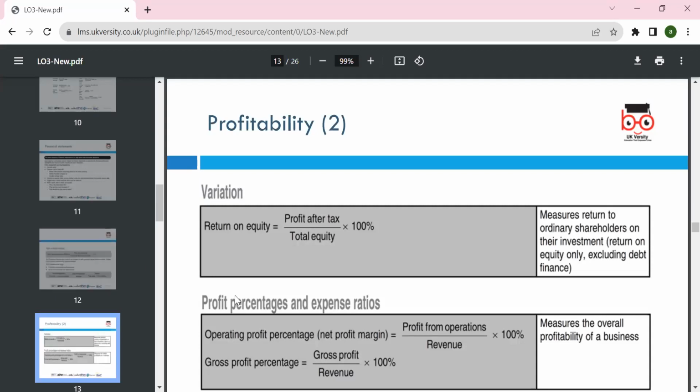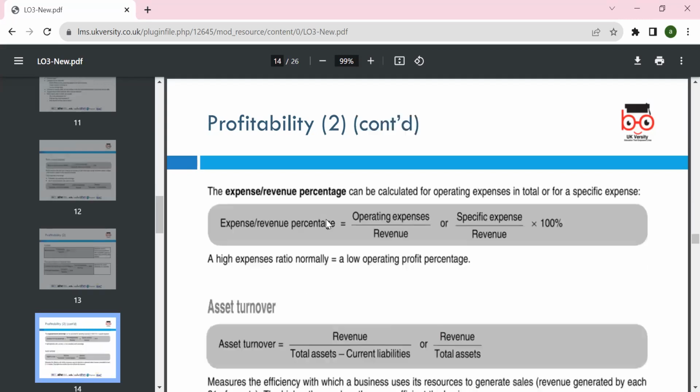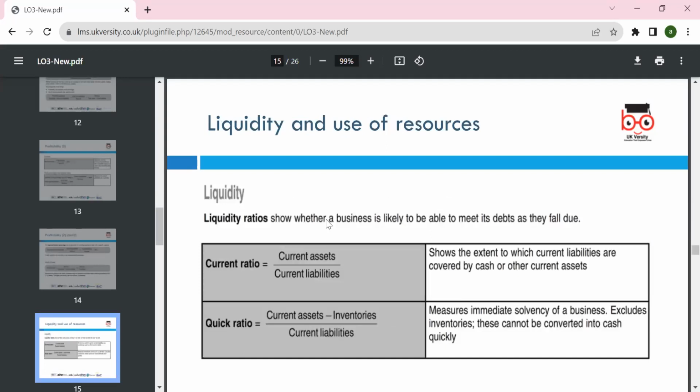And here we use profit after tax, because you're looking at profit percentage and expense ratios. Liquidity is most important, these two ratios. Current assets divided by current liabilities is the first. The second is current assets minus inventory, because inventory sometimes is not liquid, so we take it out. Normally the benchmark is 2 to 1, £2 worth of assets and £1 worth of liabilities. But it varies from industry to industry and company to company. You can say 2 to 1 is near the most sound, a good financial position for the company.